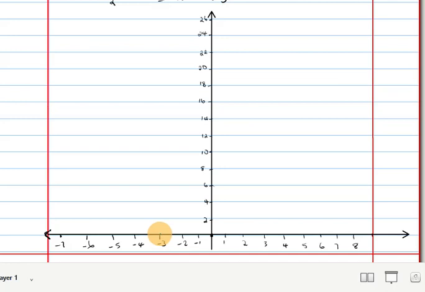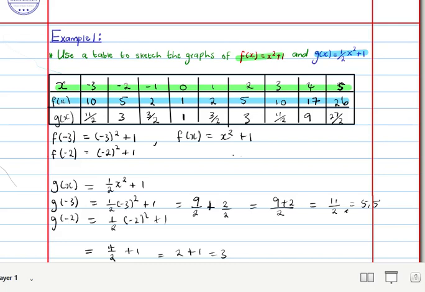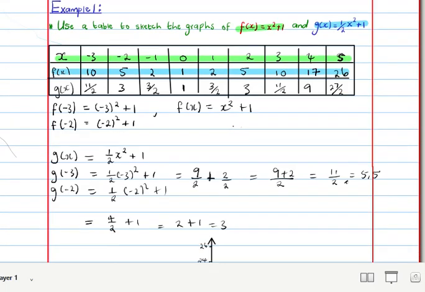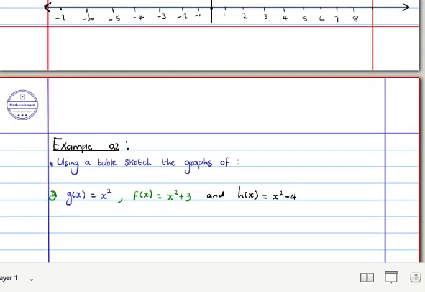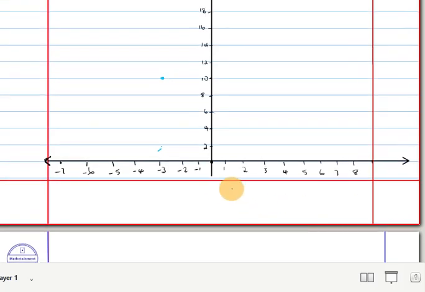You see here, you go from -3 to 10. So the point should be somewhere around here. Now -2 to 5. Go there. So here -2 goes with 5.